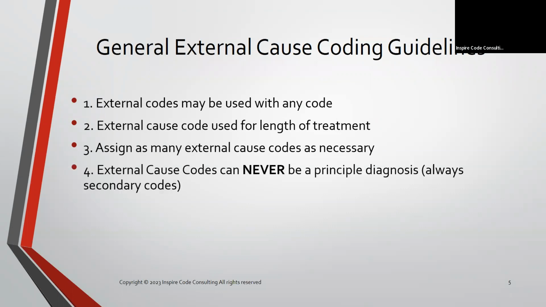External cause codes can never be a principal diagnosis. They're always secondary codes. Just so that you know exactly what I mean by that, take a motor vehicle accident. A doctor cannot treat a motor vehicle accident. However, he can treat the injury that occurred from the motor vehicle accident. So that's why these codes will never be primary. They'll never be principal diagnoses.